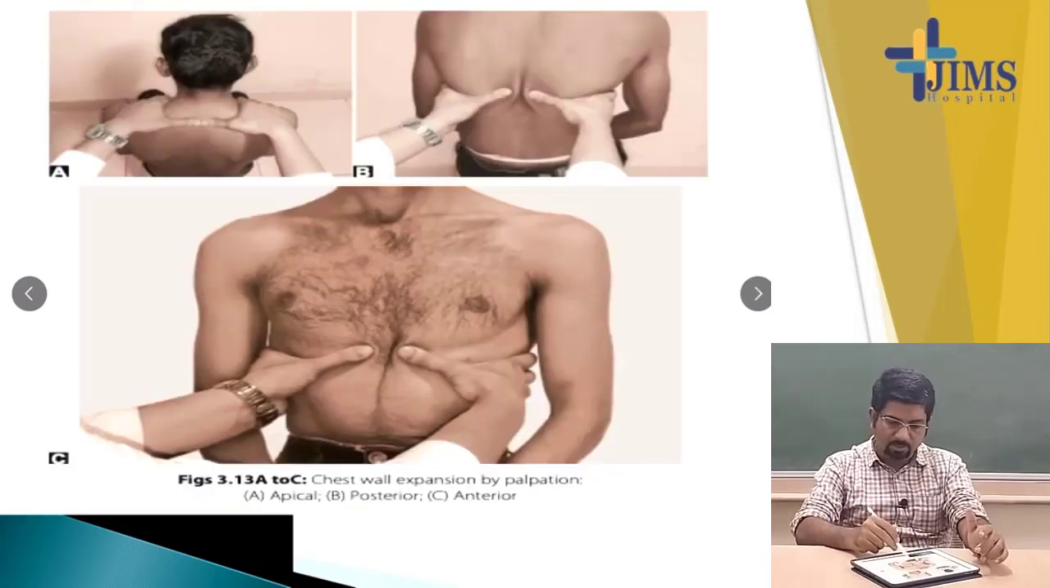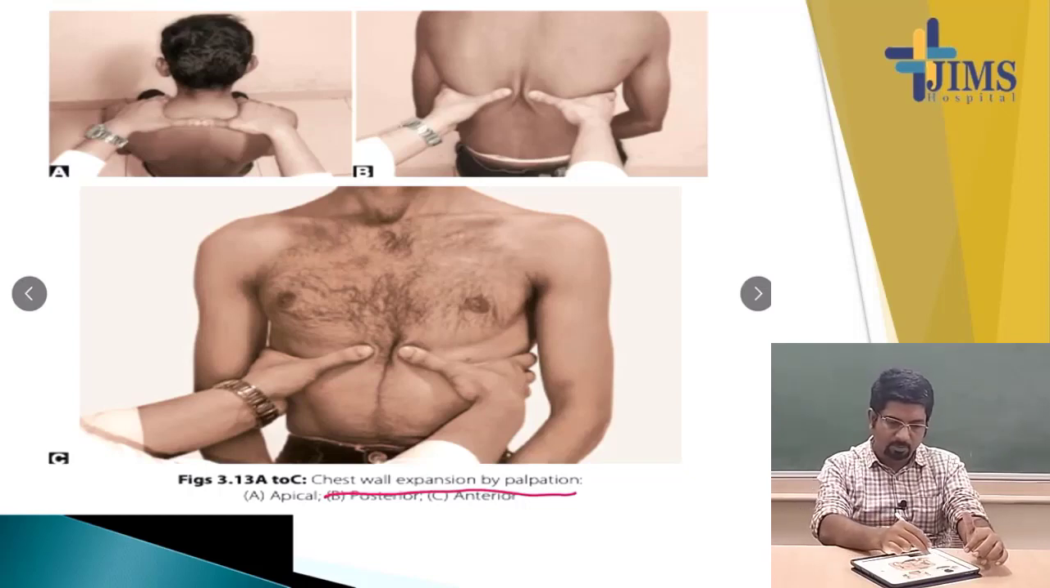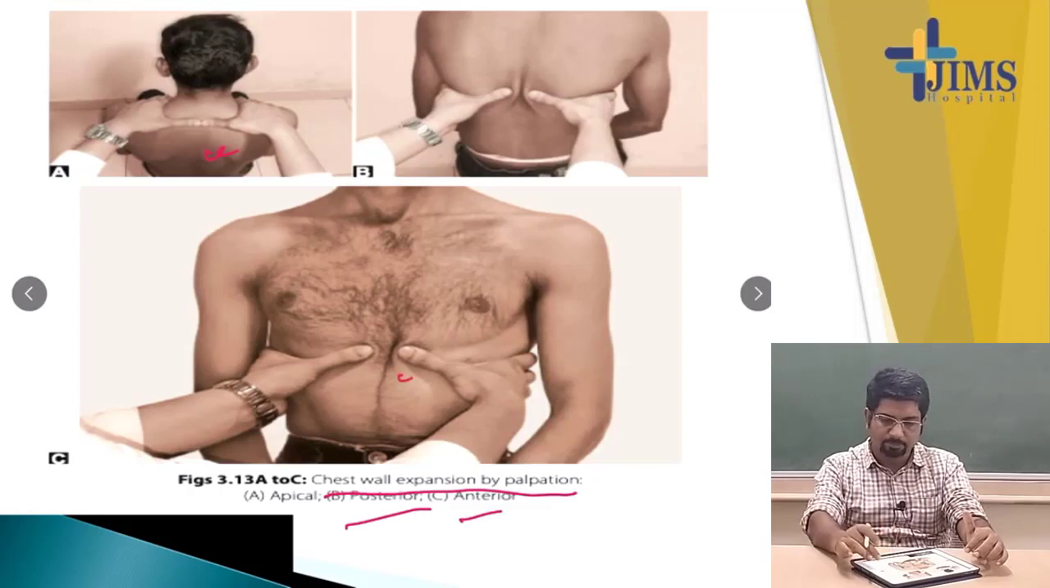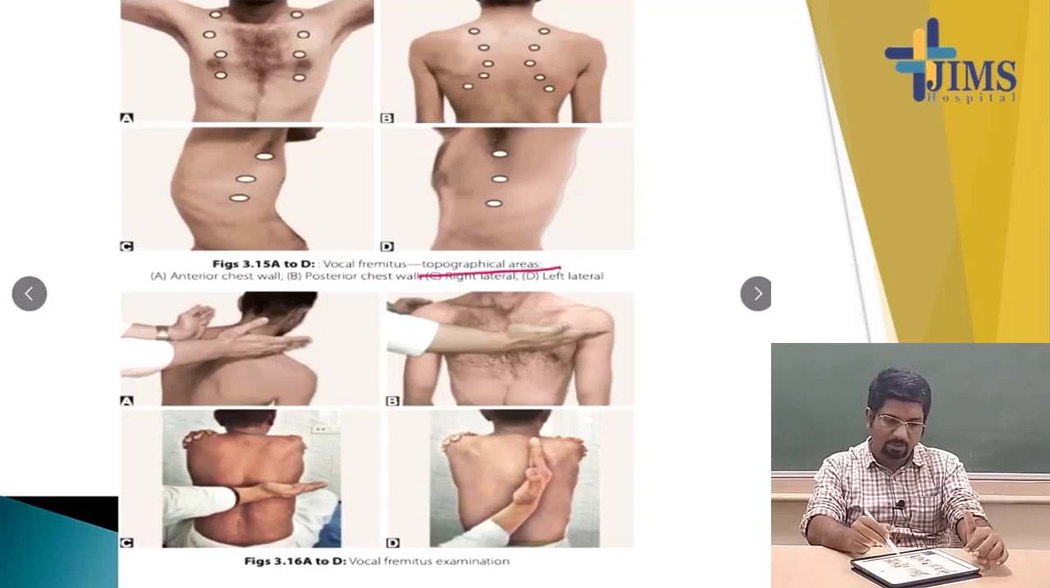Now this is the position for how chest wall expansion is measured by palpation. First is the apical area, second is posteriorly, and this is the anterior area. And this is how to know the vocal fremitus. There are the topographical areas, which were already described: anteriorly, posteriorly, the suprascapular, interscapular and infrascapular areas, and the axillary area, on the right side and the left side.